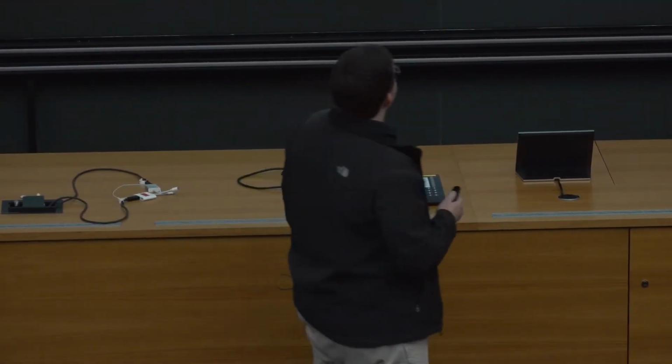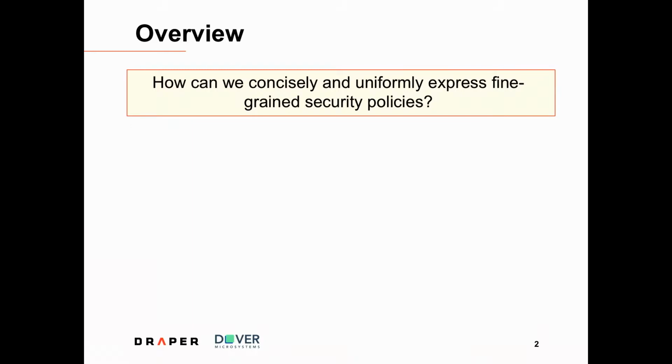Okay, I'm going to try to answer this question, which is, how can we concisely and uniformly express fine-grained security policies? What does that mean? So we just had a session about security, right? And we heard about many different types of security properties: memory safety, control flow integrity in the last talk. And of course, there are many others: compartmentalization, information flow control, permissions, access control. So as a community, we often talk about different types of properties that you might want to have in a system to make it more secure. We don't really have a uniform way to express or reason about those properties.